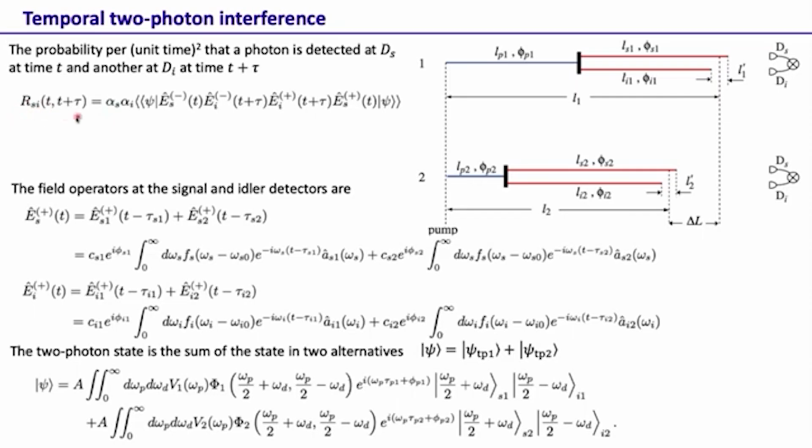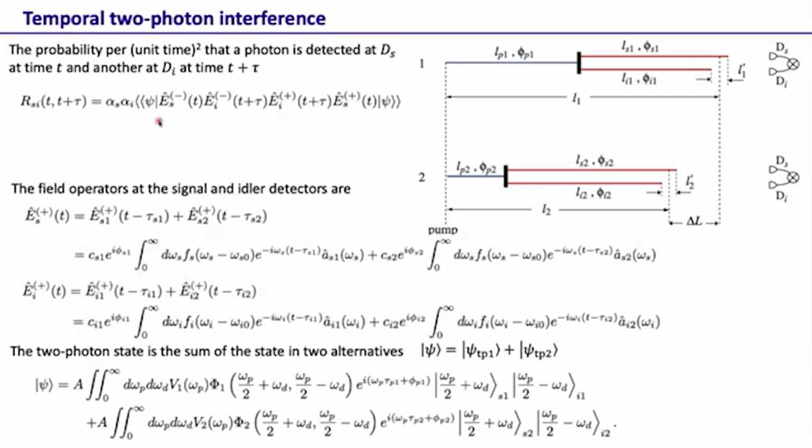So that's the coincidence count rate, the probability at t and t plus tau, and we have seen that it is given by this. It involves psi, which is the state, and then the signal and the idler electric field operators. We had discussed earlier how this quantity represents the coincidence count rate. Alpha S and alpha I, I am just adding them for the complete picture, are the quantum efficiencies of the two detectors.